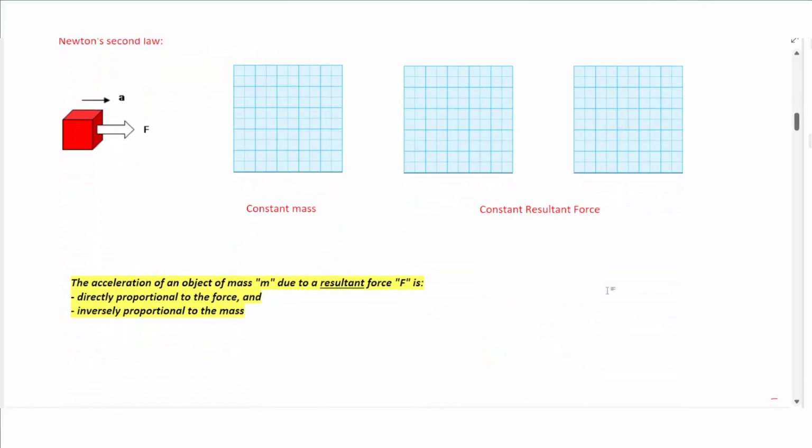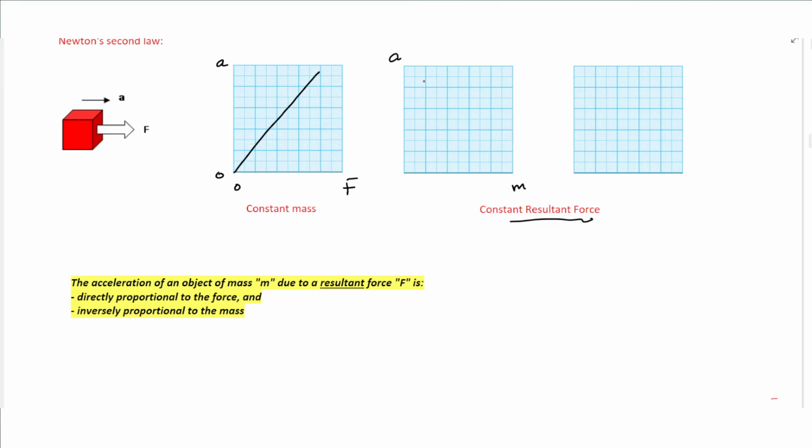The second law is the relationship between acceleration, resultant force, and mass. For a constant mass, if you increase the force, you increase the acceleration, directly proportional. So the graph between acceleration and resultant force is a straight line through the origin. As for constant resultant force, if you increase the mass, the acceleration decreases.